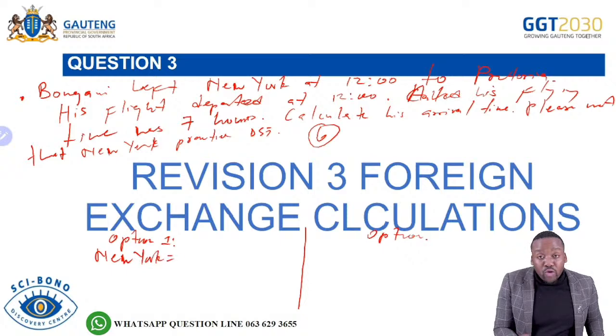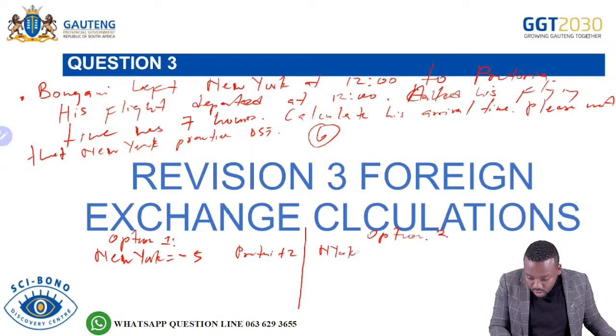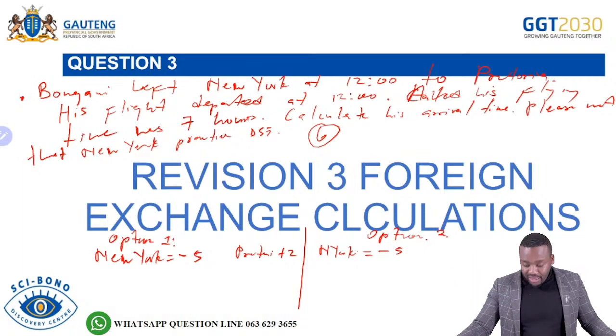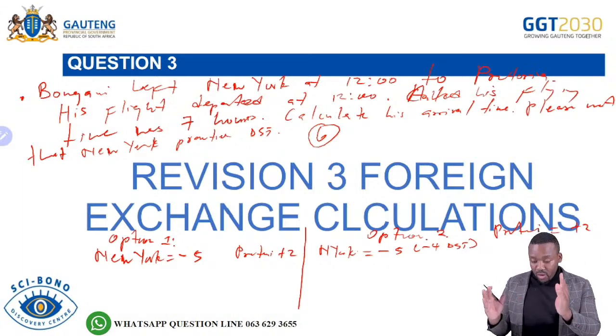I know where New York is. New York is on -5. Then Pretoria, obviously, is on +2. That is option number 1. Then option number 2, New York is on -5. But because of DST, then we move to the right. Where will New York be? Then New York will be on -4. Then you say DST. Then Pretoria is on +2. Right? I said option 1 and option 2.